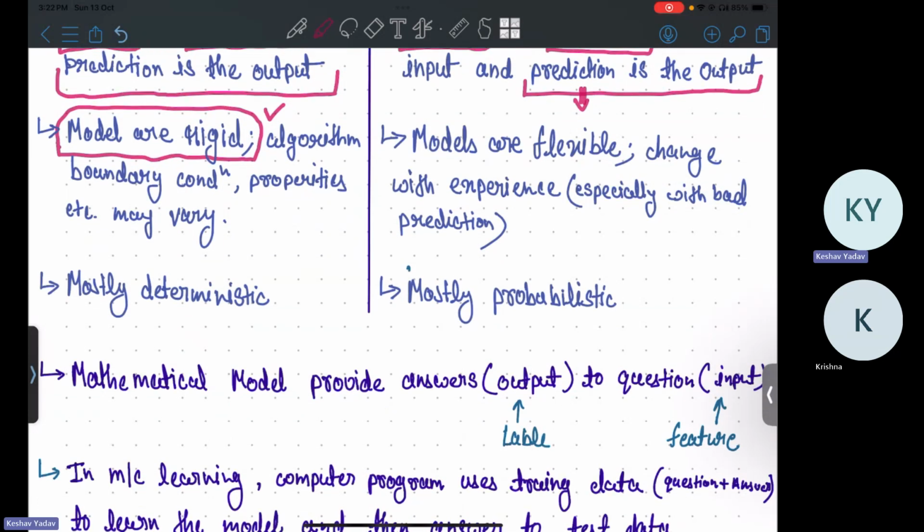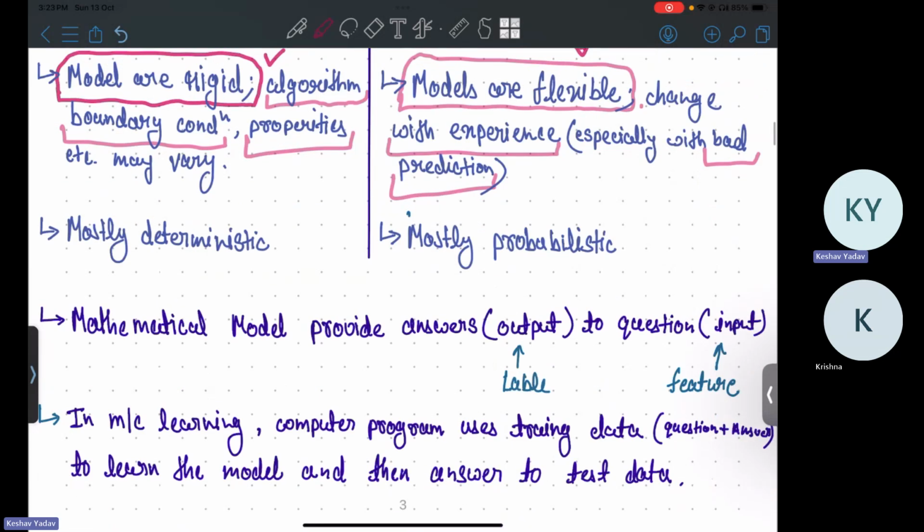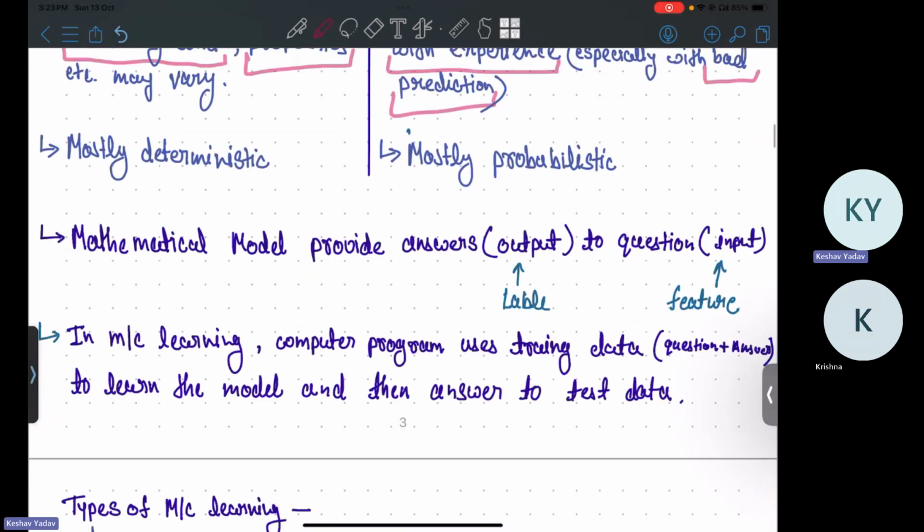So these models are rigid, but the algorithm to solve this model, or the boundary conditions or properties, may change, but the model will be rigid. But here in machine learning, the models are flexible, or the models we want to improve with experience, especially from bad predictions. Based on the bad prediction, the model will change to optimize it.